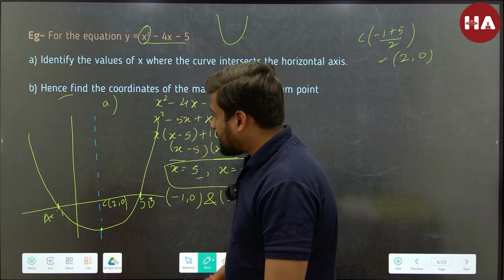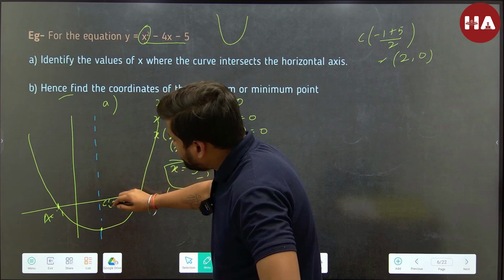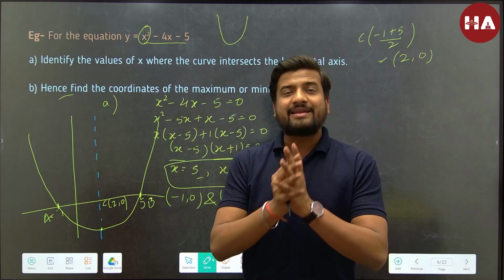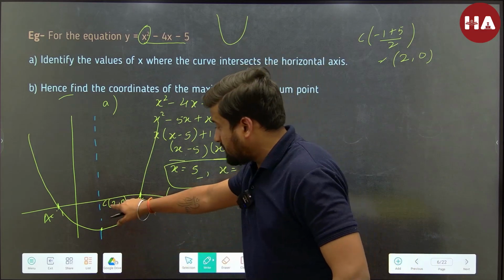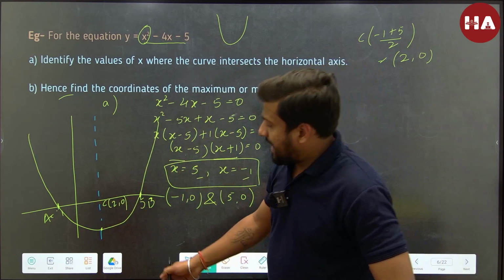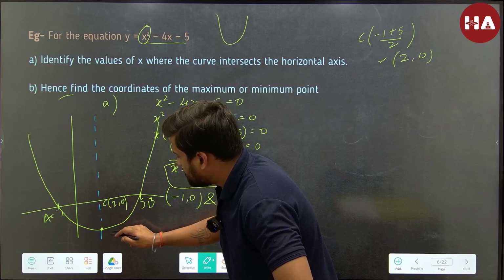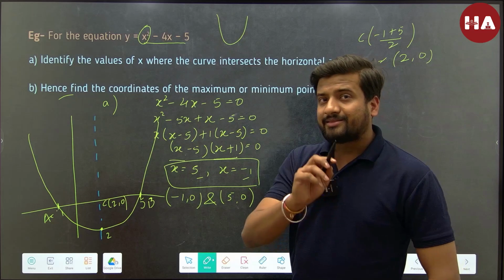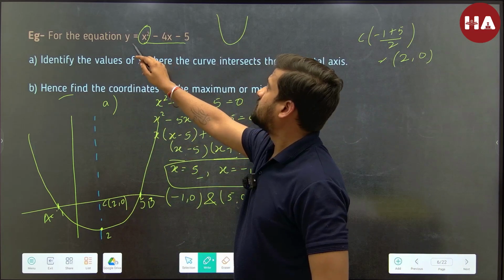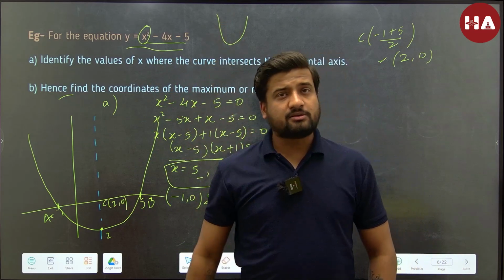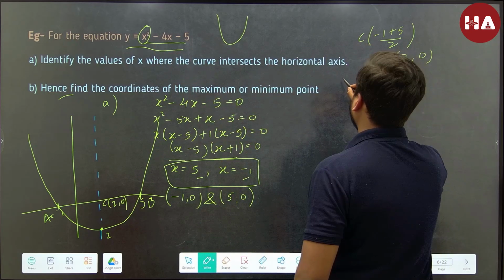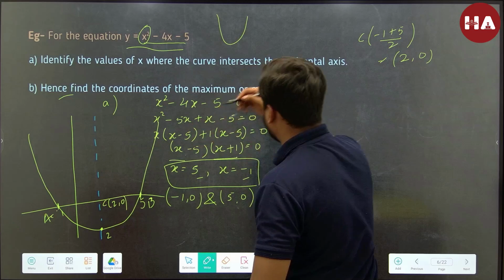What I mean to say is, if you pick any point on this dotted blue line, the x coordinate on the entire line is always going to be 2. So the x coordinate of this point should also be 2. Yes, but this point also lies on the equation, right? So let's put x as 2.